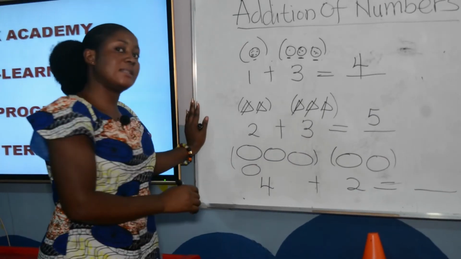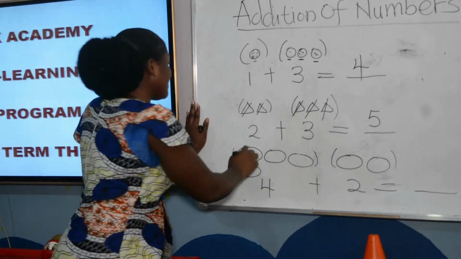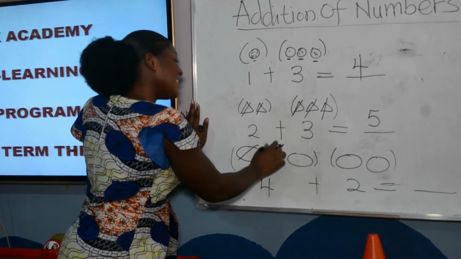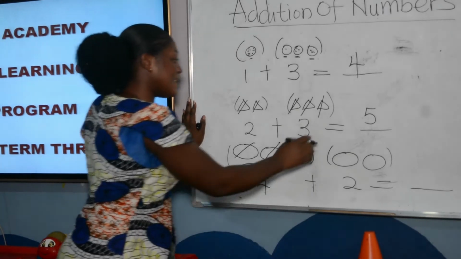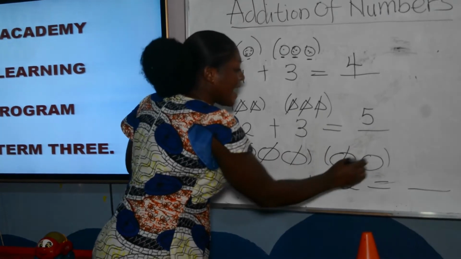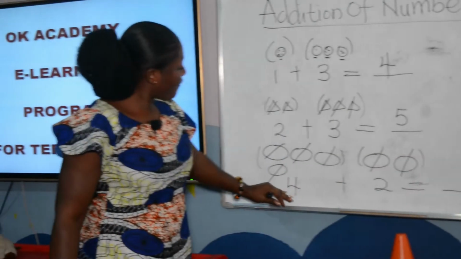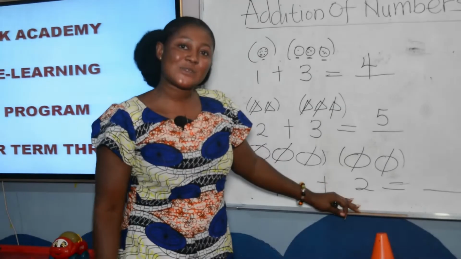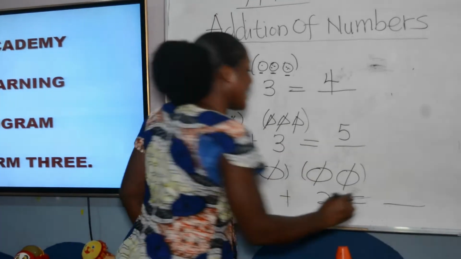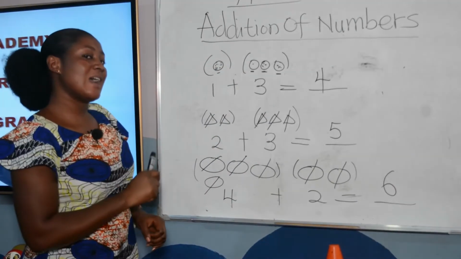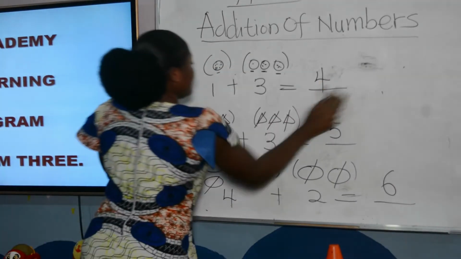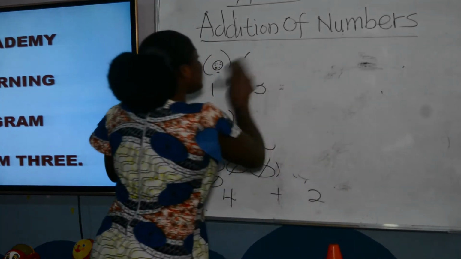So let's count this. Let's go. I hope you are counting it for me. 1, 2, 3, and 4. Let's add this one to it. 5 and 6. So when we see 4 plus 2, you get what? 6. Very good, guys. So this is 6. I hope you are enjoying the lesson. Now let's try our hands on another one.